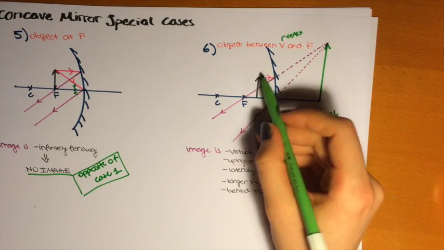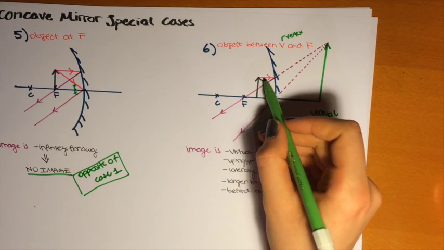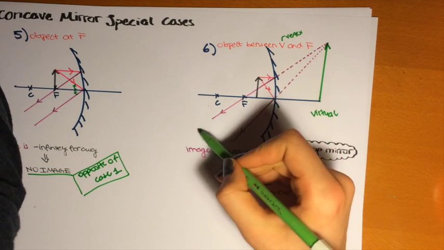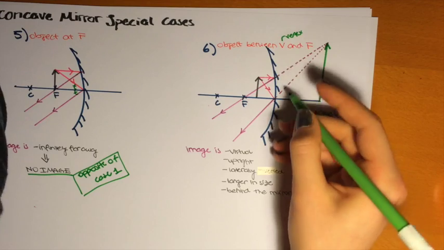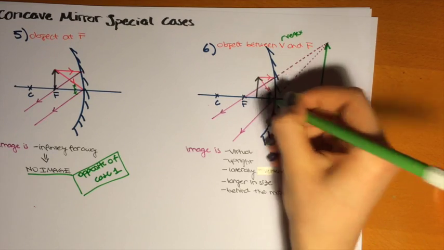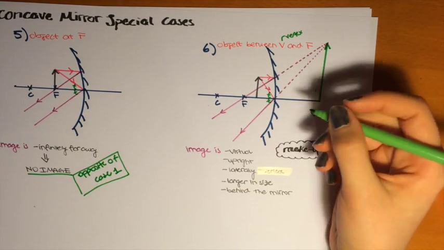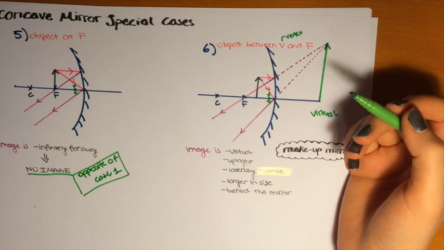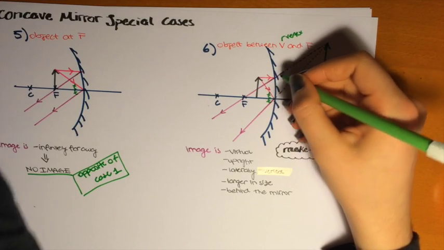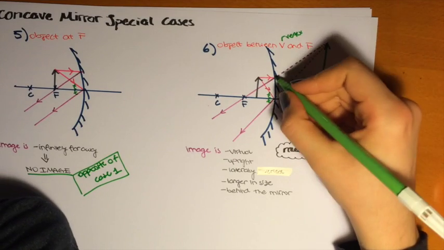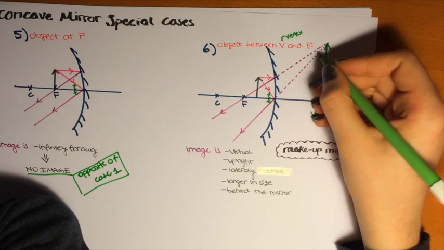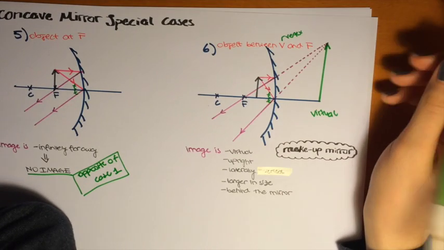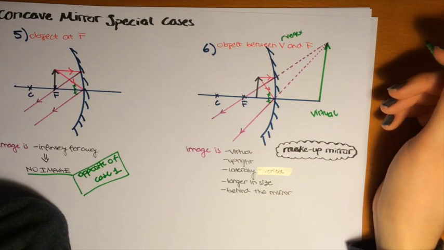To find my image, I send my special rays. I send one parallel to the primary axis. It reflects from the focus. I send one to the vertex. It reflects with the same angle. But these lines, they're divergent. So what should I do then? I draw the rest of this on the other side of the mirror. And these lines coincide here.